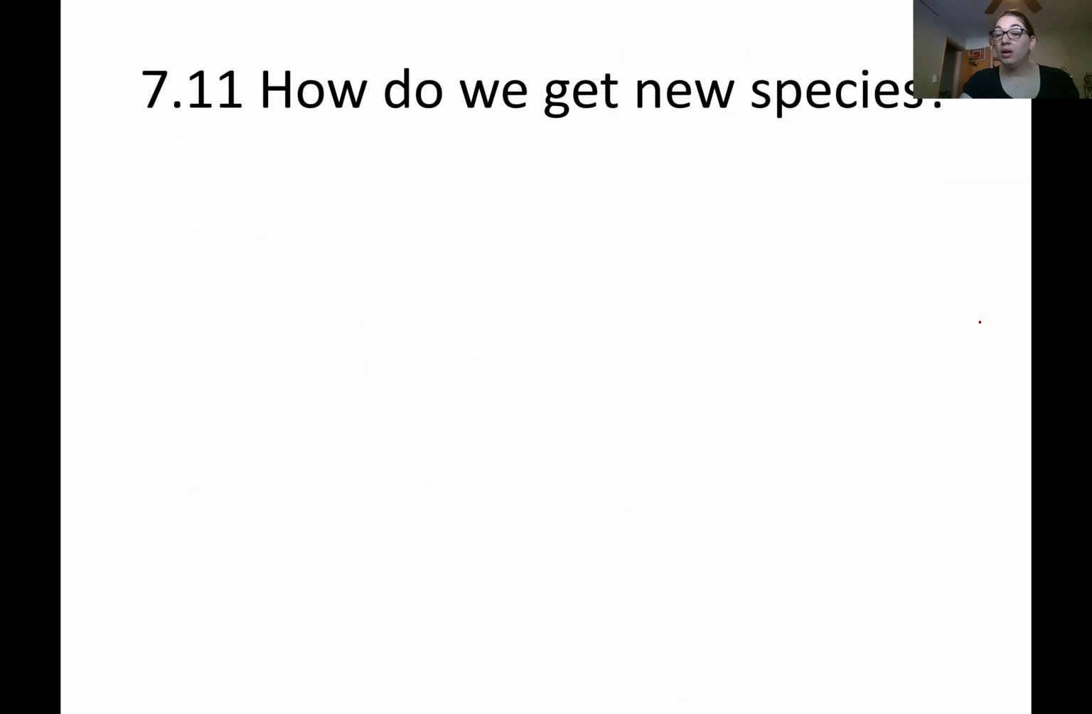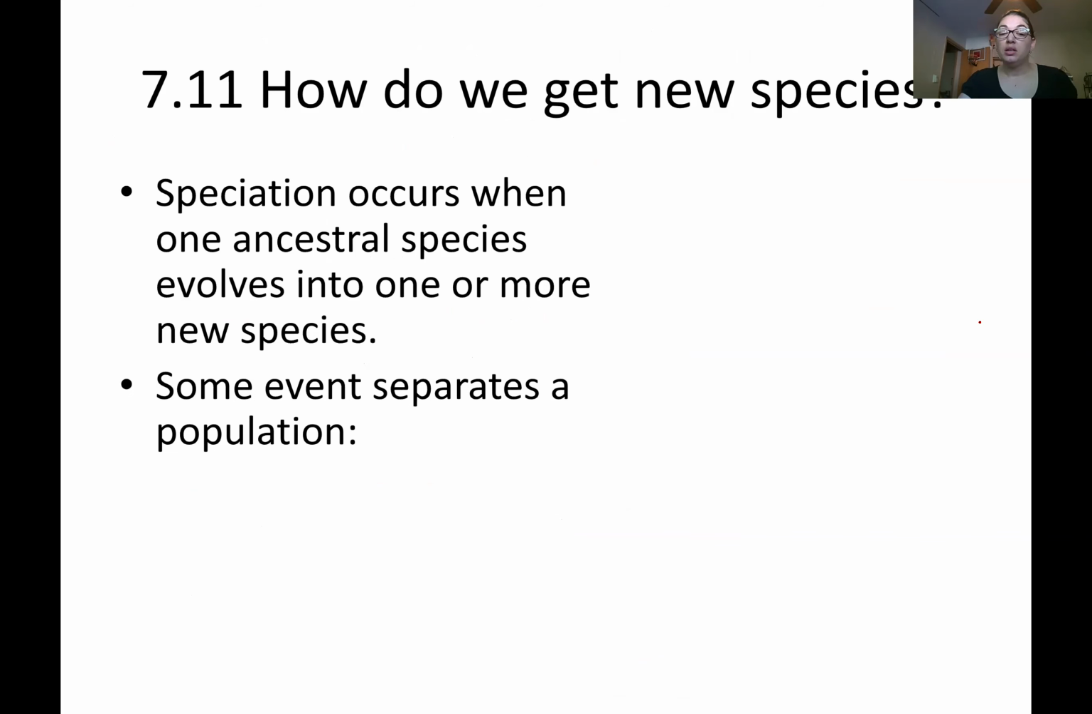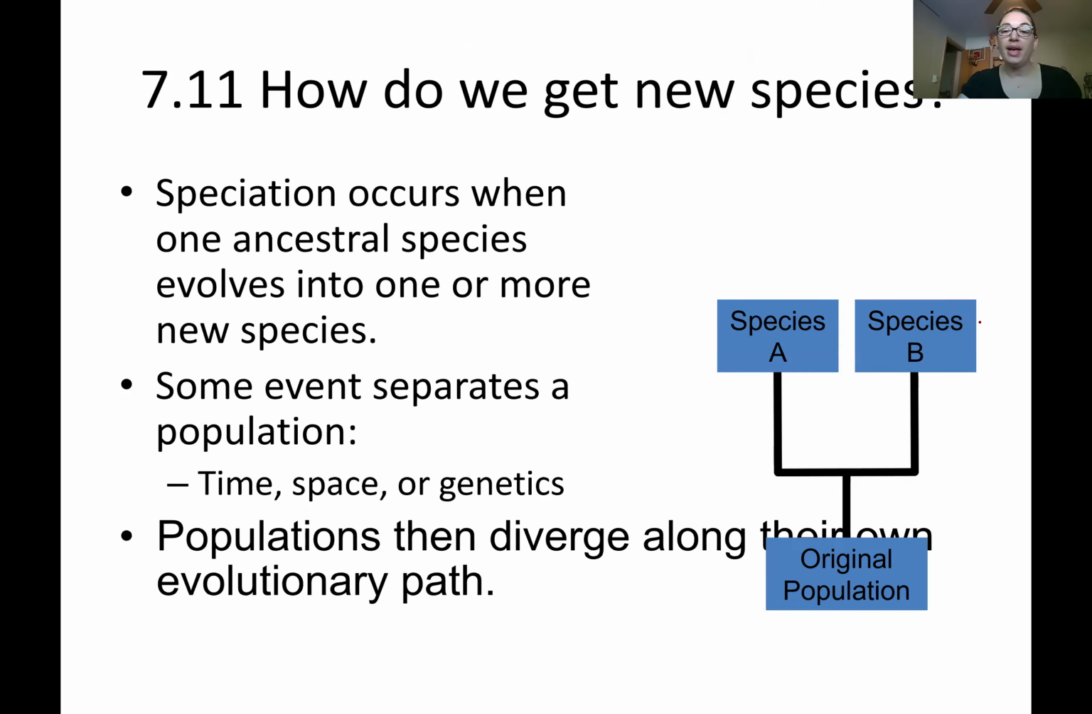So how do we get a new species? Speciation occurs when one ancestral species evolves into one or more new species. Usually there is an event that separates a population. So it could be time, space, or genetics. Populations then are going to diverge. Diverge is going apart, sorry. They're going to diverge along their own evolutionary path.